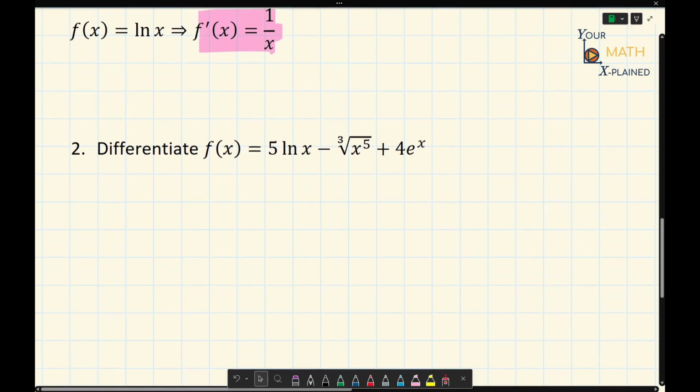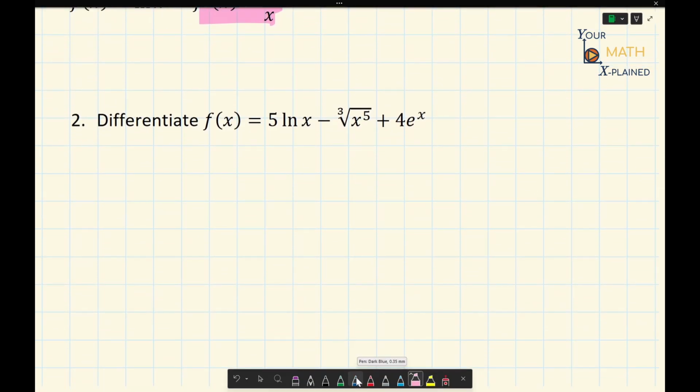So for our last example of this video, we're going to combine them all together. To differentiate f of x here, again, we're going to do it term by term. So f prime of x is equal to, our constant 5 stays in the front, and the derivative of ln of x is equal to 1 over x. Now the second term is the cubic root of x to the power of 5. Rewriting this as a power of x is going to be x to the power of 5 over 3, which means using the power rule to take the derivative of that, we're going to get 5 over 3 times x to the power of 2 over 3.